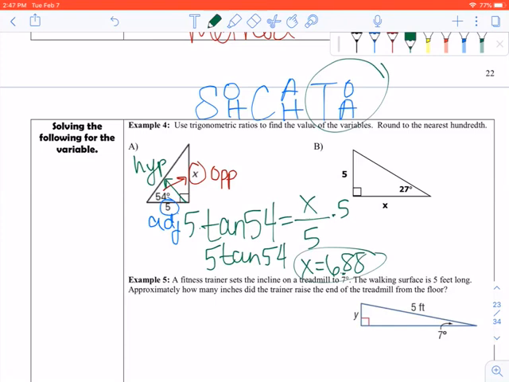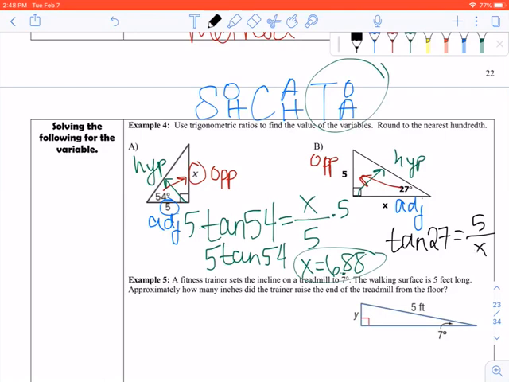Okay? Now, for the next one, again, label your sides based on the angle you're given. So I'm given the angle 27. Across from 27 is the 5. That's my opposite side. My adjacent side in this one's the x because I'm not given the hypotenuse. The hypotenuse is over here and it's blank. So again, I'm using tangent because I have the opposite and the adjacent side. So tangent of the angle 27 equals opposite, which is 5, over adjacent, which is x. In this case, my variable's in the denominator.